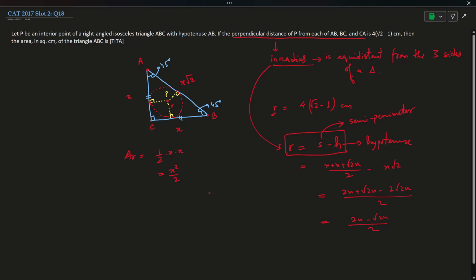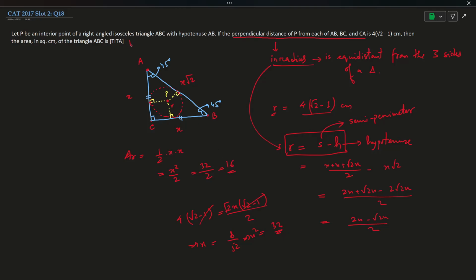This is the radius, and the radius is already given to us as 4 times root 2 minus 1. That will be equal to, if I take root 2 and x common, root 2 minus 1 by 2. Root 2 minus 1 and root 2 minus 1 will get cancelled. What is x? x is equal to 8 by root 2. So what will be x square? x square will be 64 by 2, which is 32. Then 32 by 2 is 16.